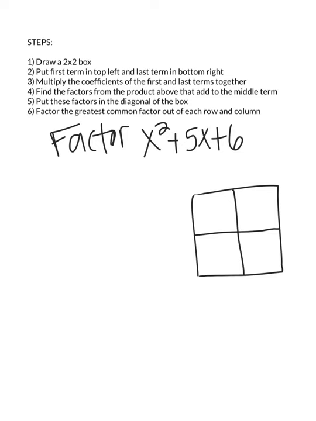After I've done my step 1, I need to go to step 2, which is put the first term in the top left. So my first term is x squared. And the last term in the bottom right. And the last term is 6. Now I just need to figure out what goes inside of this diagonal. And remember that this diagonal makes up this middle term of 5x, because when I add these two numbers together, it's going to have to equal 5x.